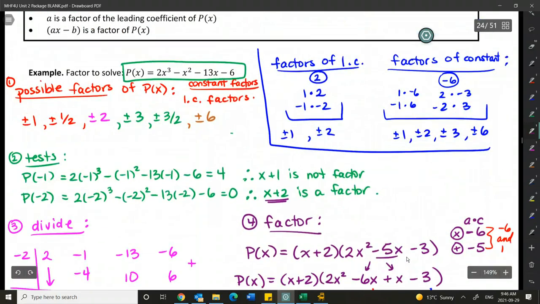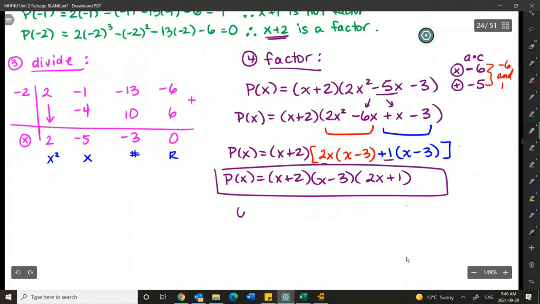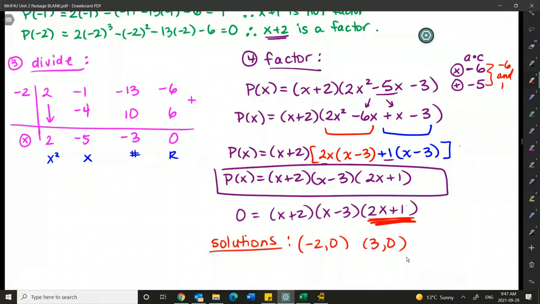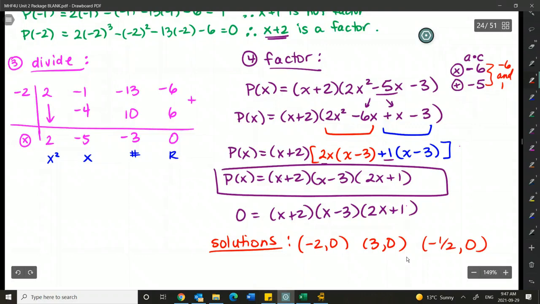Are we asked for solutions here? Factor to solve. So we're going to set this equal to 0 to solve and write the solutions. And I want you guys to notice and compare our solutions to the list of possible factors that we had created above. So our solutions, -2, +3, making sure I switch the sign. What's the solution for something that looks like this? 2x plus 1? Okay, -½ right? Make sure you switch the sign, just like you do for the others.